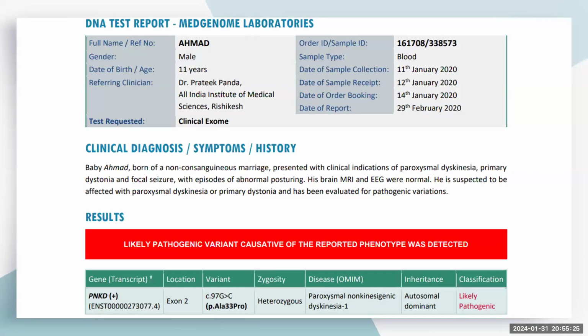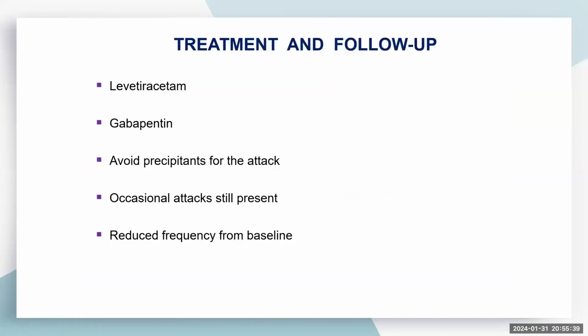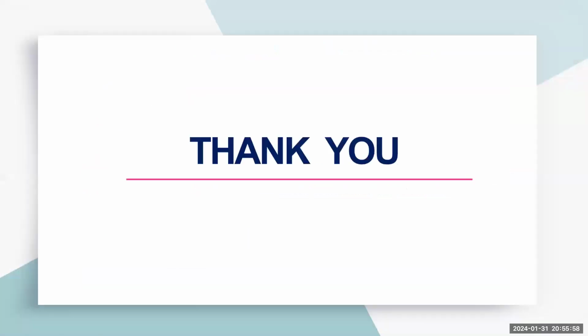Meanwhile, we had got the clinical exome report, which showed that there was a heterozygous missense mutation in exon 2 of the PNKD gene located on chromosome 2, in which proline was substituted for alanine at codon 33, and this was most likely a likely pathogenic mutation. So we went ahead with treatment with other options like levetiracetam and gabapentin. After this, we saw that there was a significant reduction in attack frequency, and we advised the parents to avoid precipitants for the attack. However, still occasional attacks were present, but the frequency was definitely reduced from the baseline. Thank you.